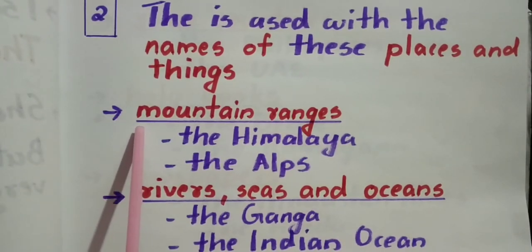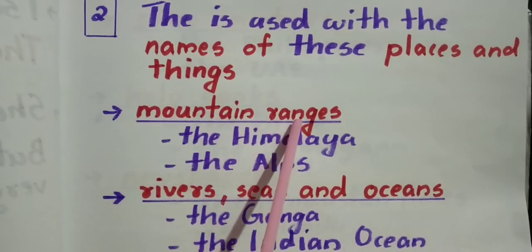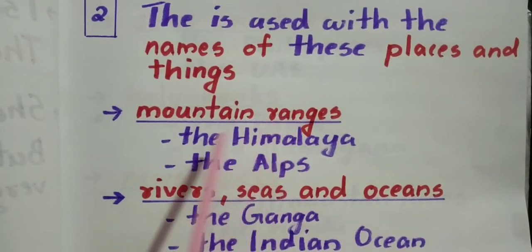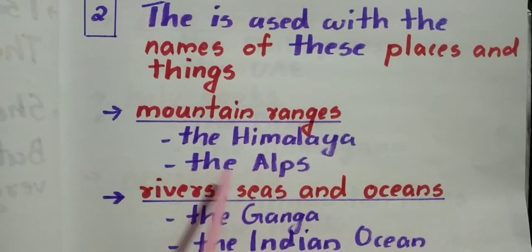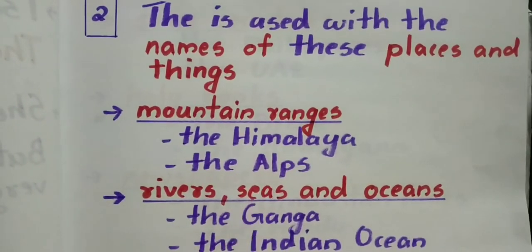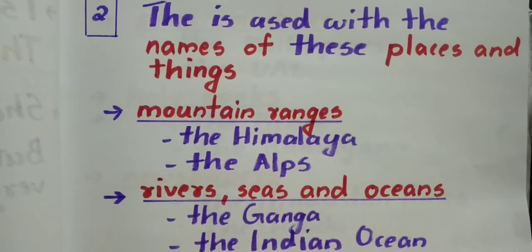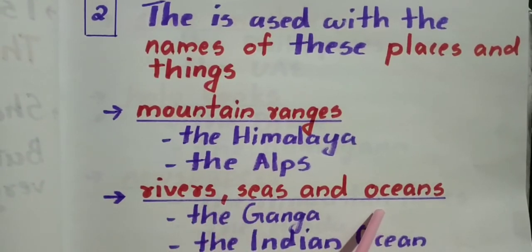The is used with the names of mountain ranges. We will say the names of mountain ranges with the article the. Example, the Himalaya, the Alps. Then we will use the article the with the names of rivers, seas and oceans, like the Ganga, the Indian Ocean. So with the names of rivers, seas and oceans, we will use the article the.